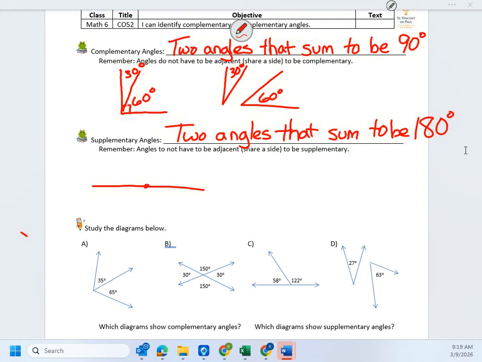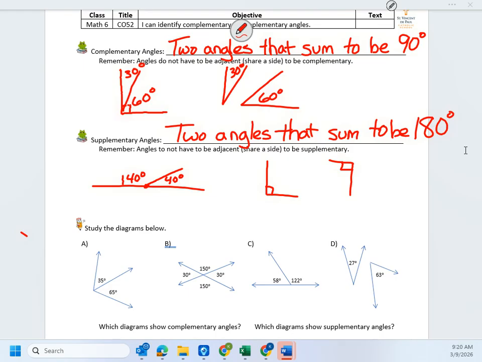So we might see something like 40 degrees and 140 degrees. If we add them together, 140 plus 40 equals 180 degrees. They are supplementary. It could be maybe two right angles. 90 plus 90 equals 180 degrees. So they don't have to be touching, they can be separate, just like our complementary can be separate.